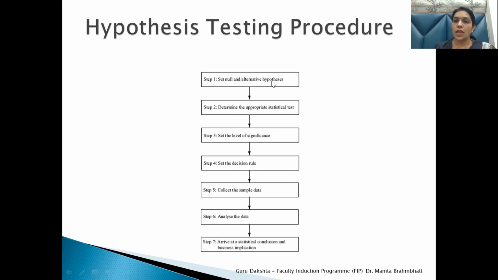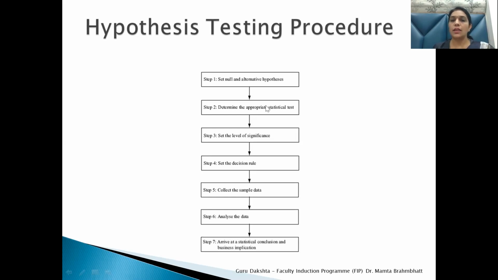Null and alternative hypothesis should be decided on the basis of your research objective. Second step: determine the appropriate statistical technique you want to apply to your data. For example, if you have two questions and both the questions are categorical in nature, then you can say that the appropriate statistical technique you are going to use is the chi-square or cross tabs.